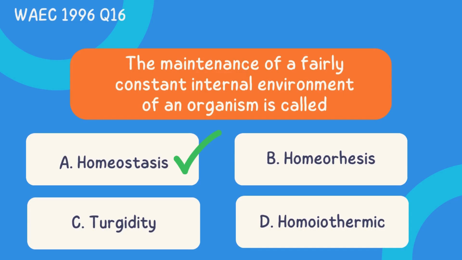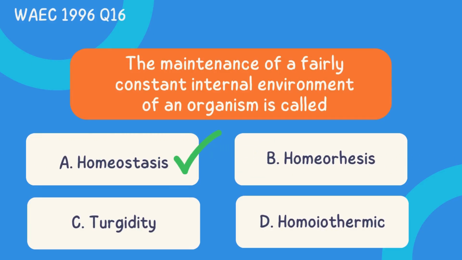The correct option is option A, homeostasis. Homeostasis is the maintenance of a fairly constant internal environment of an organism. Option B, which is homeostasis, is wrong because it is a mechanism that describes how organisms maintain a sequence of developmental changes in the face of internal and external changes. It is not the same as homeostasis.